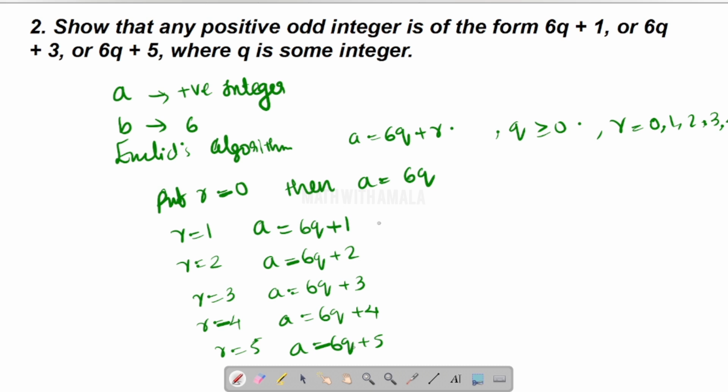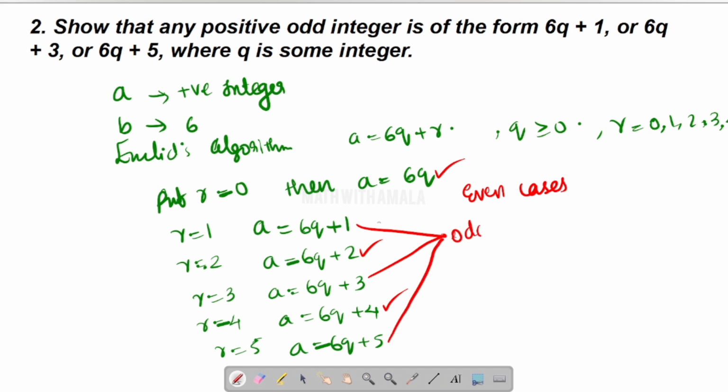Now we have got different a values for different r values. If the remainder is 0, it is just 6q, a multiple of 6. If the remainder is 1, then a is equal to 6q plus 1. That means a multiple of 6 is always an even number, because 6 can be expressed as 2 into 3, where 2 is an even number. So whatever number is multiplied with 2, it makes an even number. So 6q is even, 6q plus 2 is even, and 6q plus 4 is even.